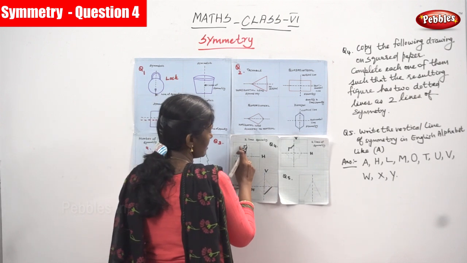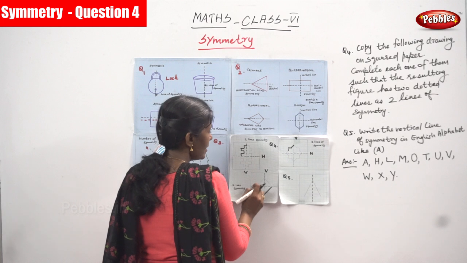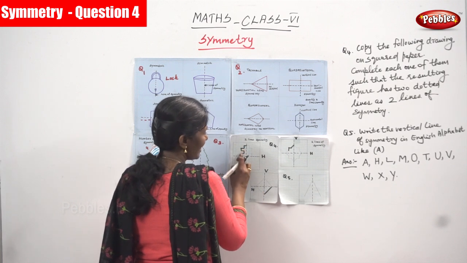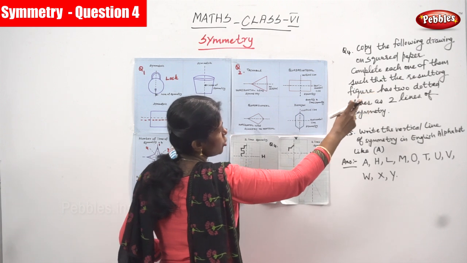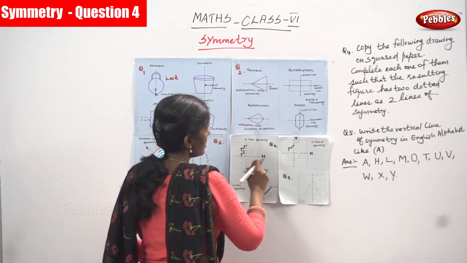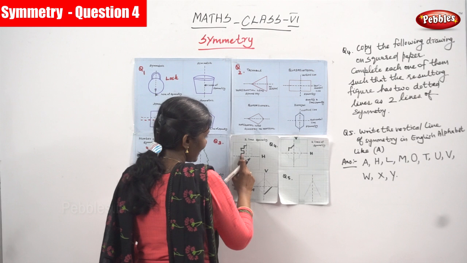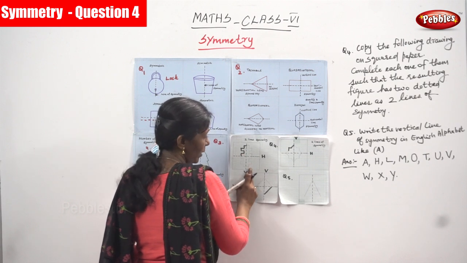So this is the picture as I've drawn already. I have not yet completed the picture. That is what this says: copy the following drawing on a square paper. Complete each one of them such that the resulting figure has two lines of symmetry. So we have to copy the diagram as it is with the two lines of symmetry.